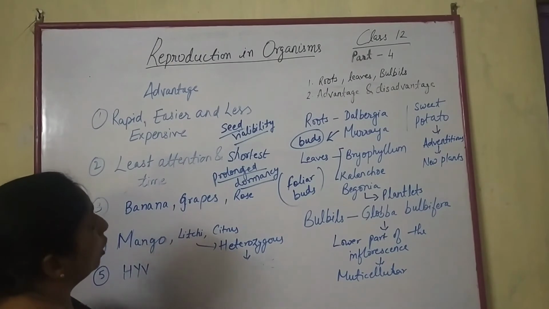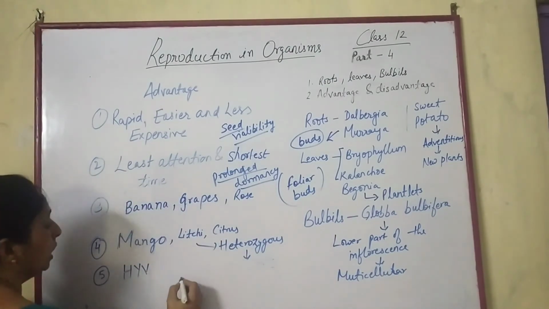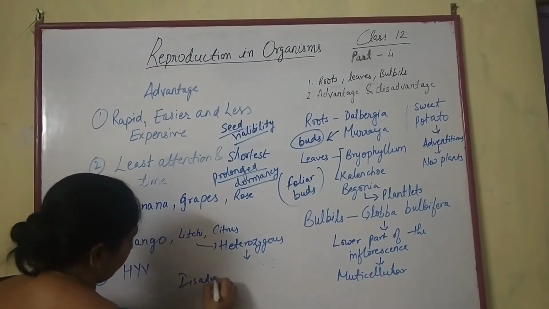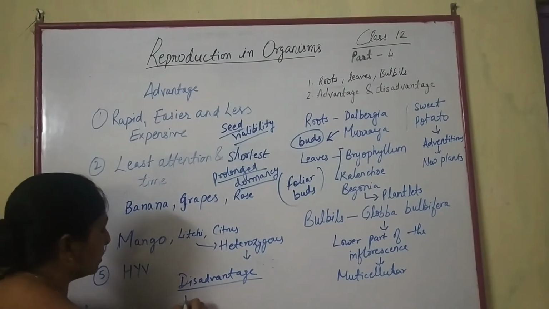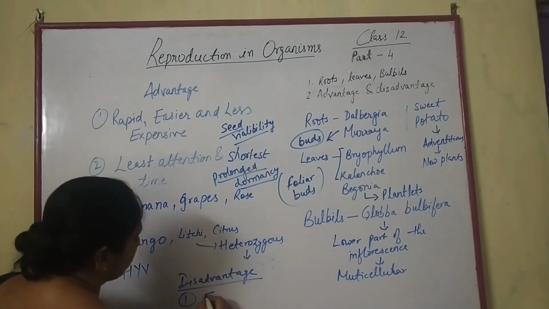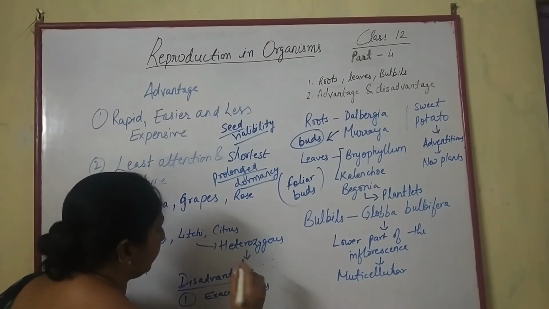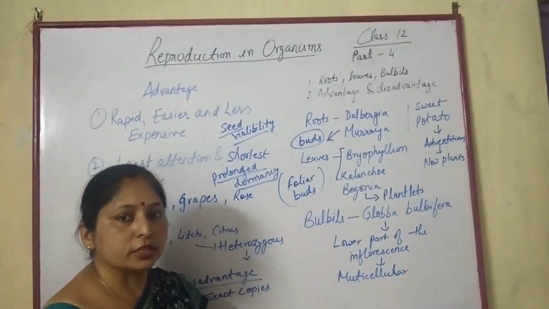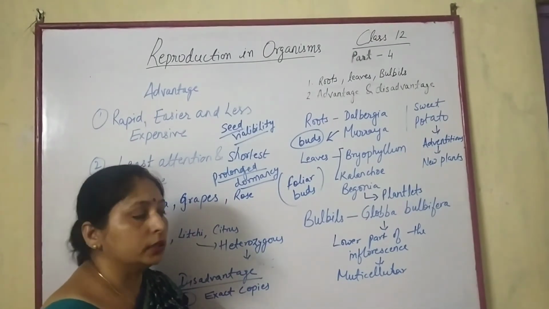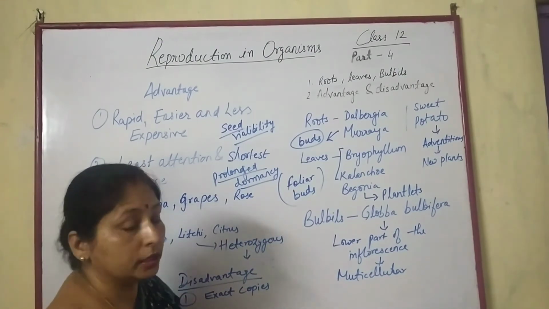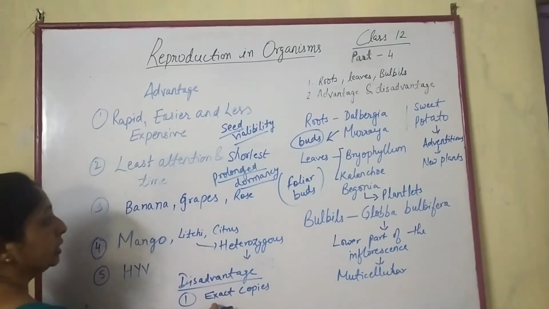These are the advantages of vegetative propagation. Then the disadvantages of vegetative propagation. The first disadvantage is that they are exact copies of their parents. Somewhere it is helpful, but sometimes they may retain the diseased characteristics, the non-useful characteristics which are not desirable. So being exact copies of the parental type is a disadvantage in these conditions.